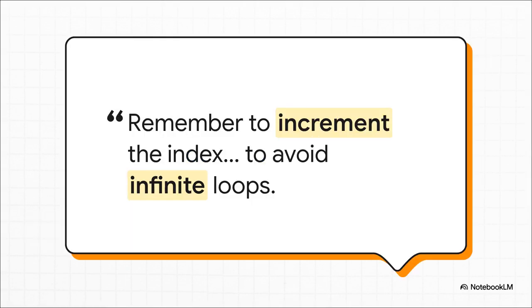And this brings us to a super important warning. If you forget that last part, if you forget i equals i plus 1, then your condition i less than len of this list will always be true. The loop will just run forever, printing apple again and again and again, and your program will get stuck. This is called an infinite loop, and it is the #1 trap people fall into when using a while loop.